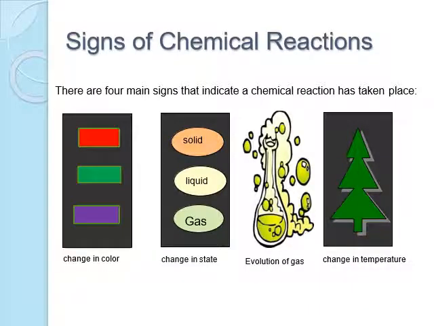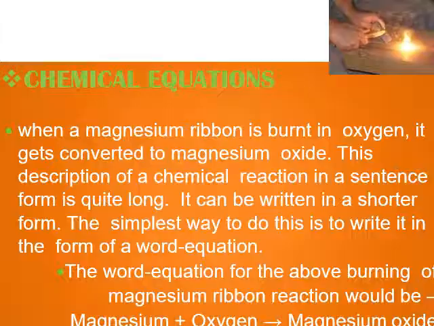There are certain signs which indicate that a chemical reaction has taken place. For example, there can be a change in color from reactant to product, or a change in state, such as solid converted into liquid or liquid into gas. There can be evolution of gas, and a change in temperature can also occur during a chemical reaction.